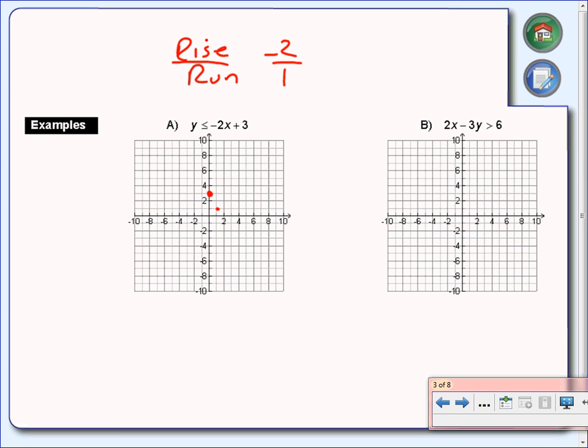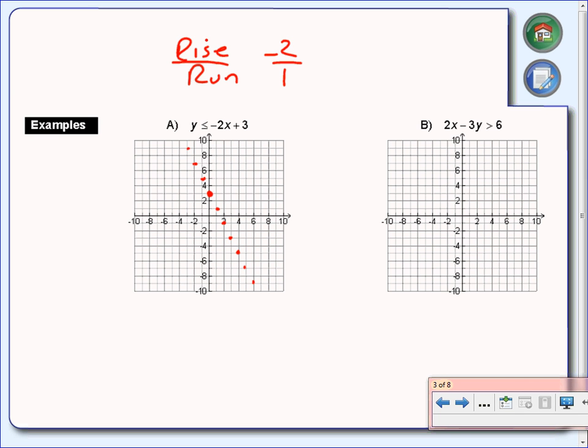Now, I need to make sure this line is extremely accurate, guys. So I want you to get more points than just those two. We're going to continue with that pattern. We're going to go down 2, over 1 again. Go down 2, over 1. I want you to fill up your graph paper with as many points as you can fit on it, because the more we have, the more accurate this line is going to be. Then I'm going to reverse it in the other direction. I'm going to go up 2, over 1, up 2, over 1, up 2, over 1. The more dots, the better.